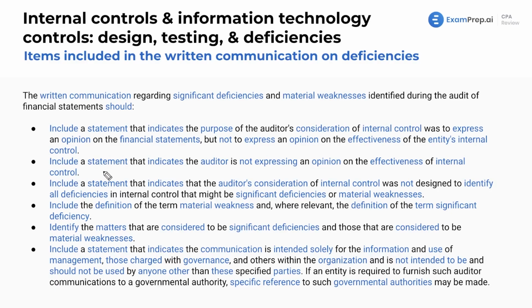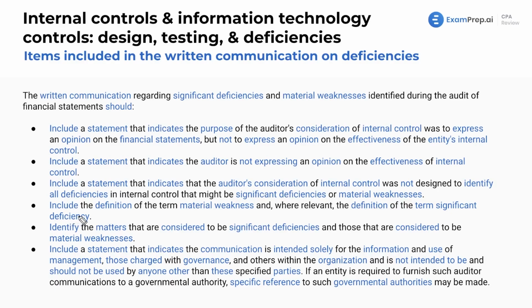We also want to include a statement that indicates the auditor is not expressing an opinion on the effectiveness of internal control. We also want to include a statement that indicates that the auditor's consideration of internal controls was not designed to identify all deficiencies that may be significant deficiencies or material weaknesses.